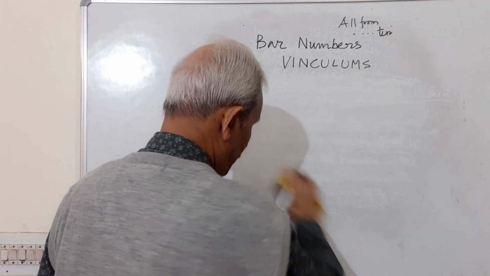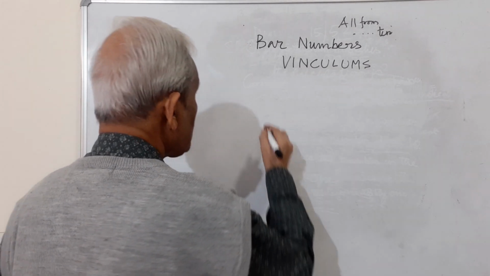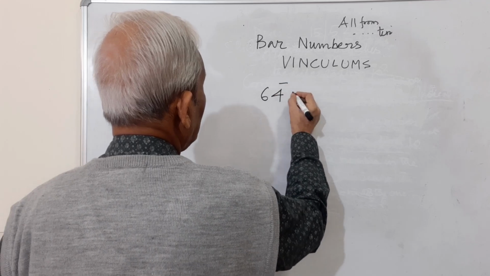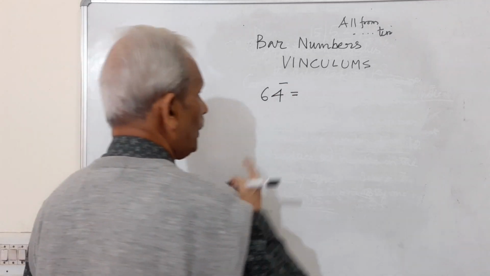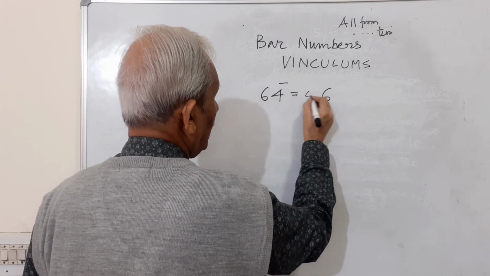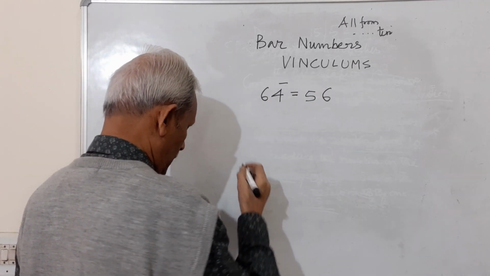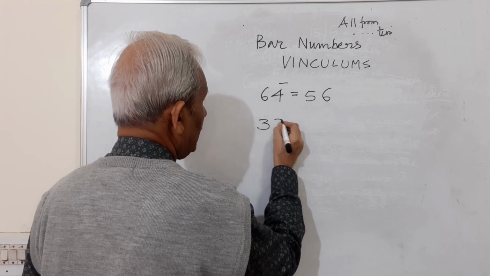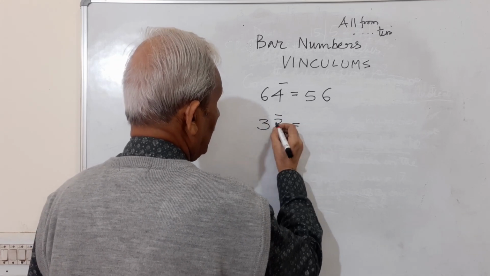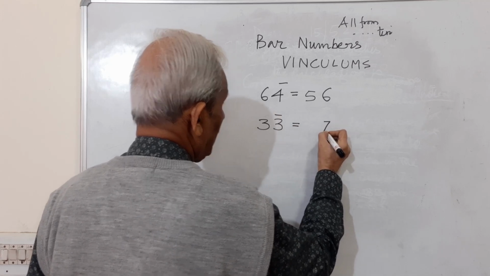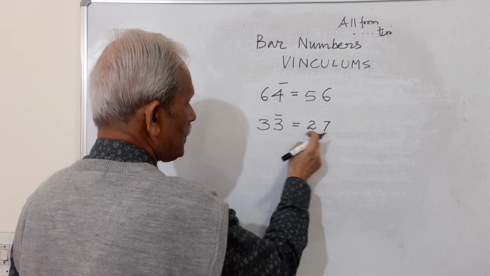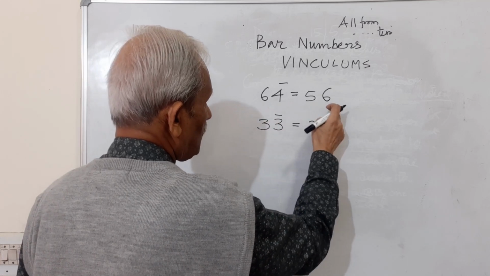I gave an example further. 64-bar converted into a normal number. 10 minus 4 is 6. Reduce this number by 1, it's 56. 33-bar, 3 to 3-bar, here it is. 10 minus 3 is 7, 3 is reduced to 2. And it's indeed so, 30 minus 3 is 27, 60 minus 4 is 56.